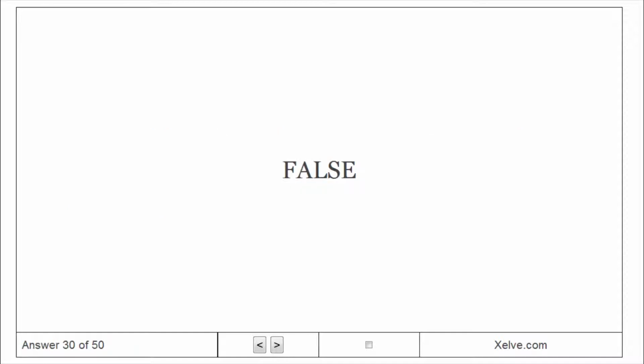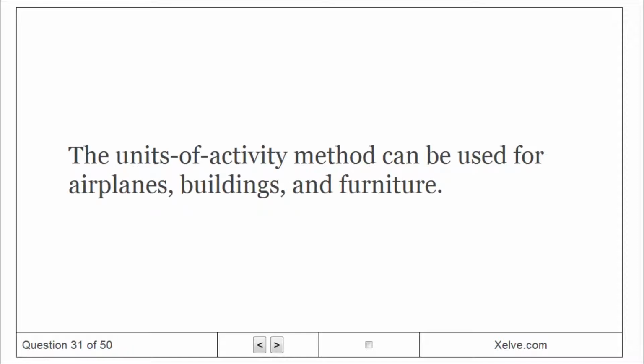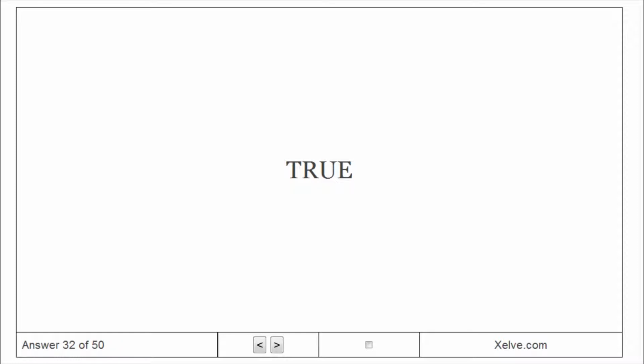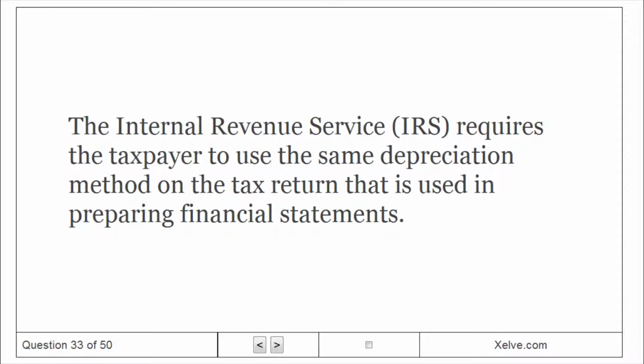False. The units of activity method can be used for airplanes, buildings, and furniture. False. The declining balance method is considered an accelerated depreciation method. True. The Internal Revenue Service requires the taxpayer to use the same depreciation method on the tax return that is used in preparing financial statements.